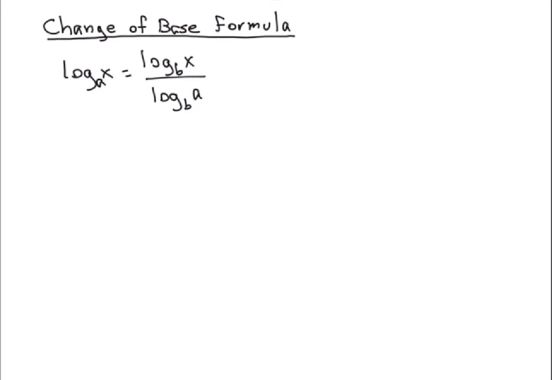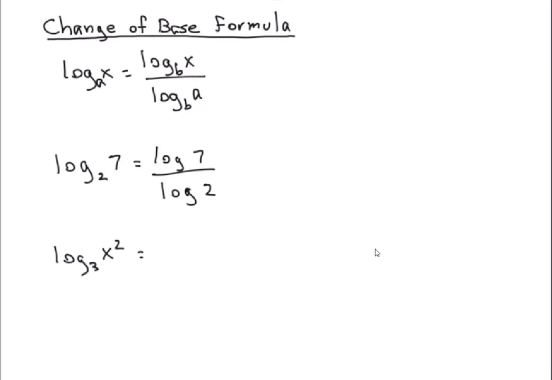For example, if we have log base 2 of 7, and we want to convert this into, say, log base 10, we can do log 7 over log 2. And remember, if there's no base listed, it's assumed to be log base 10. Or if we have log base 3 of x squared, and we want to convert this into base e, then this would just be natural log of x squared over natural log of 3.